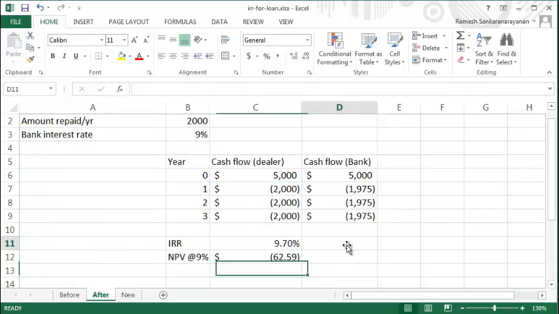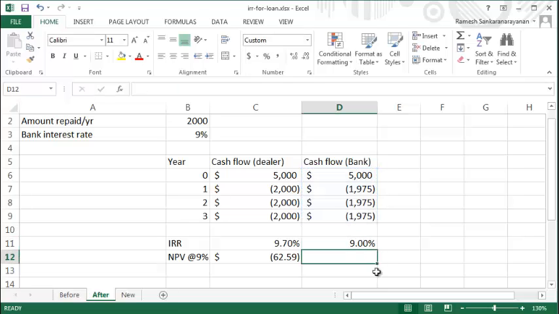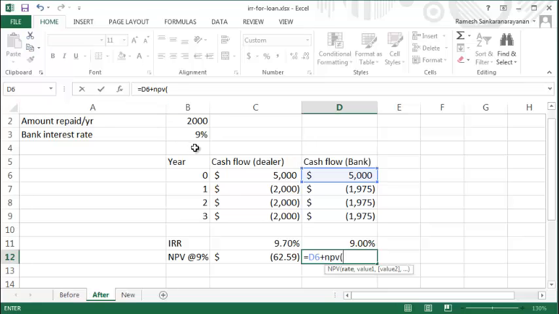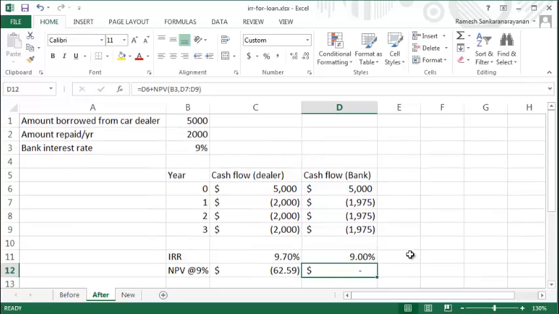Now, another way to look at this is to compute the internal rate of return of the bank cash flows, and it will be exactly 9%. And the net present value of this at the bank interest rate will be 0. It is 0. So all this confirms what we are saying.